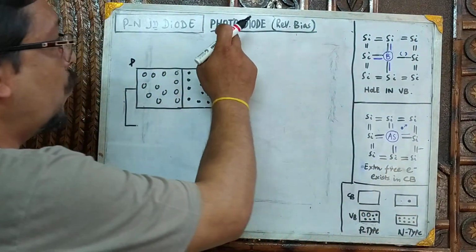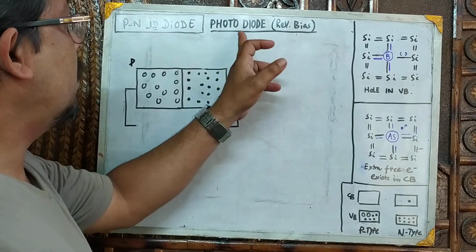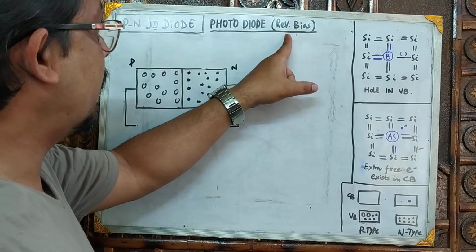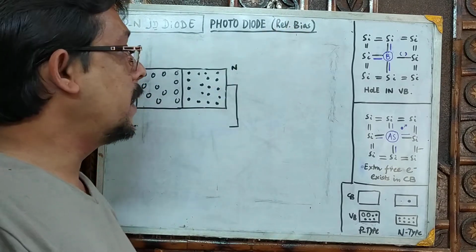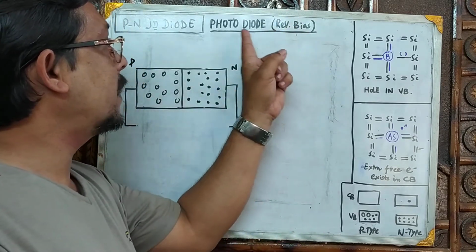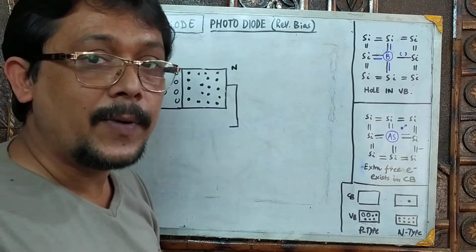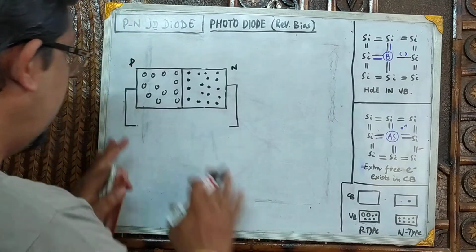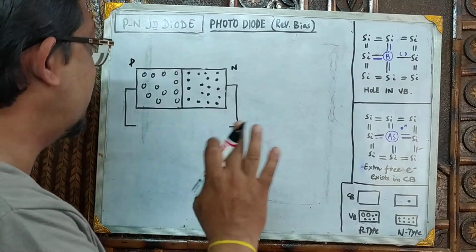Now come to the point, the photodiode. Remember, a photodiode is a PN junction diode, but it is connected in a reverse bias connection. The LED was connected in forward bias, but the photodiode is connected in the reverse bias condition. Okay, so this is the picture of a PN junction diode. There is no battery connection, so we know the depletion layer and everything.